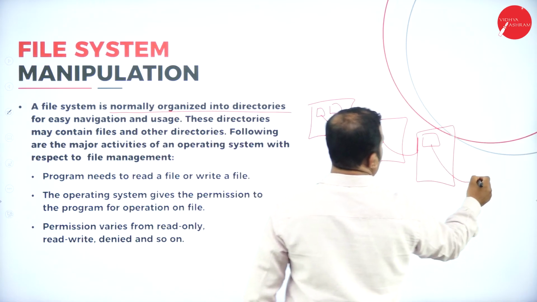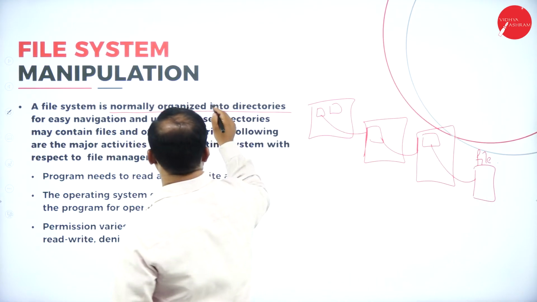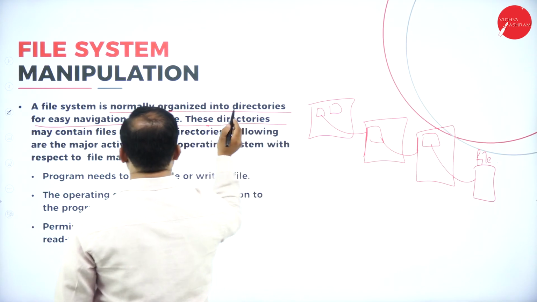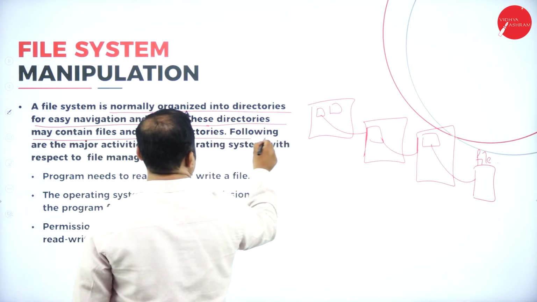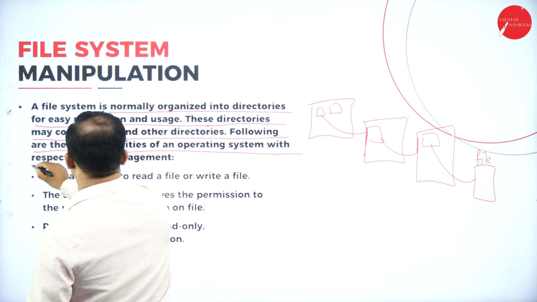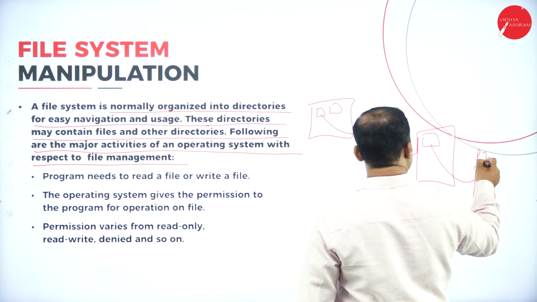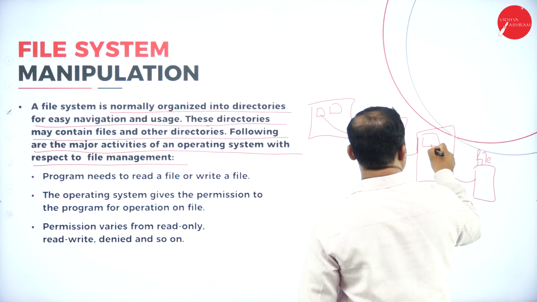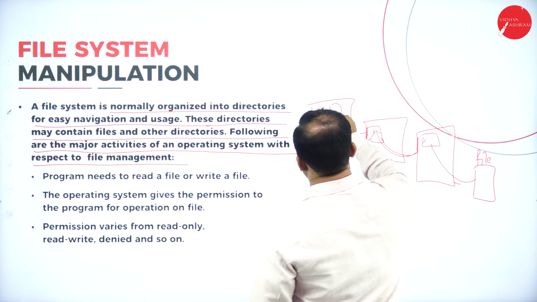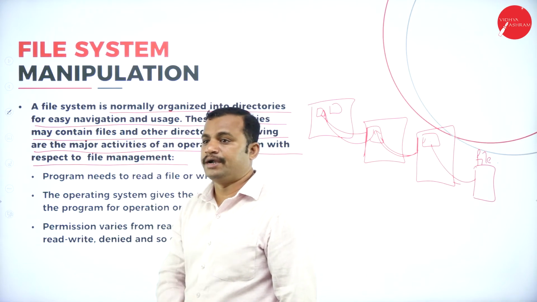We will have one more file within this. So these are called directories, organized into directories for easy navigation and usage. These directories may contain files and other directories. Following are the major activities of an operating system with respect to file management. That is management of all these files, because this file is placed inside one directory, this directory is placed inside another directory, and this directory is in turn placed in another directory. So management of all these things must be done by the operating system.